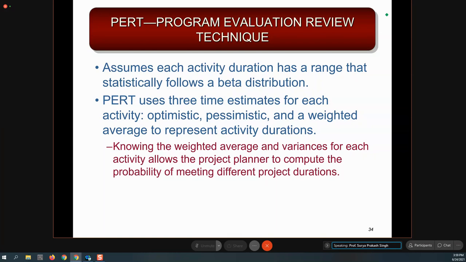So from statistics, so there is some research went on, and they said that there are 3 time estimate which are being used in the PERT, which is known as optimistic, pessimistic, and the most likely. Weighted average of most likely. The popular word is most likely.